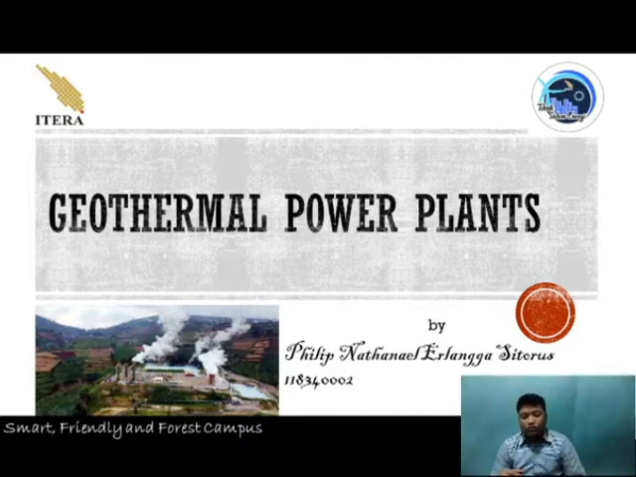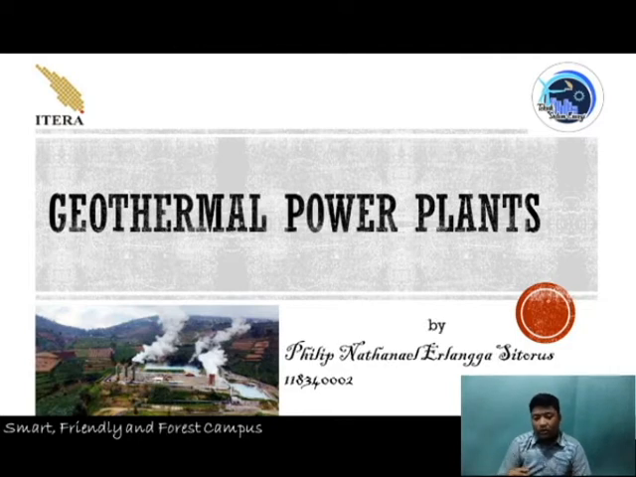Therefore, what should we do? In accordance with the law of conservation of energy, which states that energy cannot be created or destroyed, energy can only change form into other forms of energy. For this reason, a new innovation is needed in creating new renewable energy source to prevent an energy crisis.